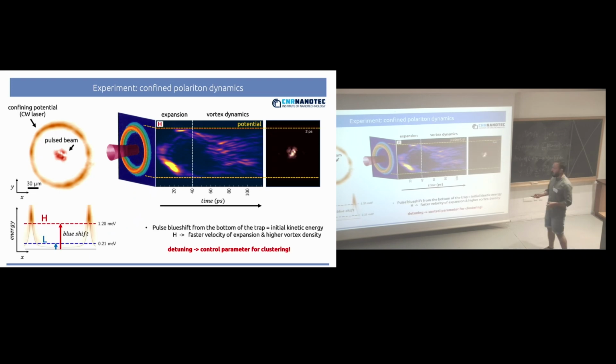In polaritons, the laser blueshift from the bottom of the trap is equivalent to the initial kinetic energy that we inject into the system. So, of course, if we have a high detuning, we expect to end up with a faster velocity of expansion and a higher vortex density. This is very nice, because we found our control parameter for the clustering. We can use the detuning to imprint a higher density of vortices and decrease the intervortex length.